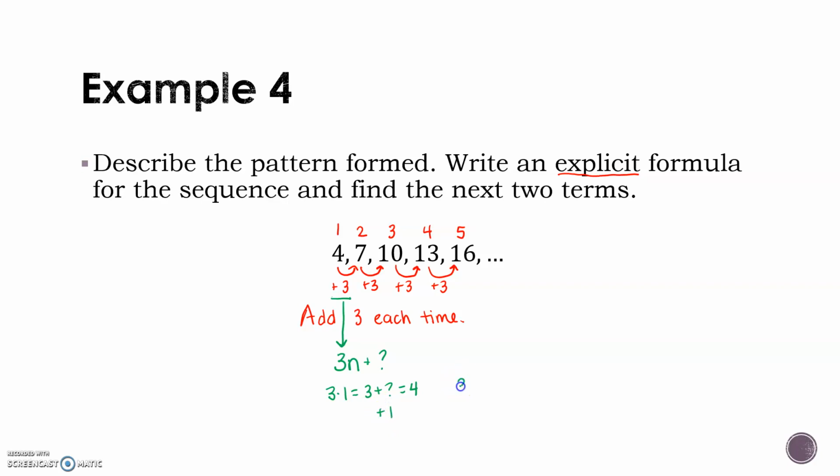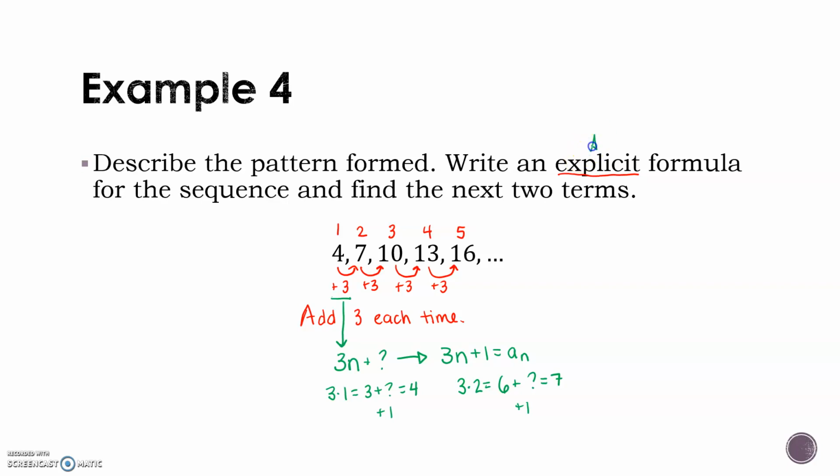What about the second term? If I do this one here, I'd be saying 3 times 2 is 6. What do I add or subtract to 6 to get 7? I add 1. And so my formula is going to be 3n plus 1 equals a sub n. And I do want you to put this equals a sub n, or a sub n equals, because it can help us find any term.